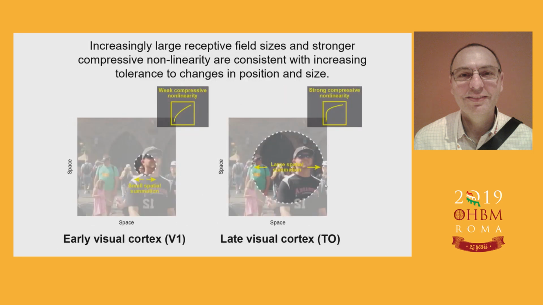So we can make a cartoon of that and show that as you go from early to later visual areas, the spatial pooling gets larger, the compressive nonlinearity becomes sharper, and that's consistent with increasing tolerance to changes in position and size. Okay, with that under our belt, let's turn to time.